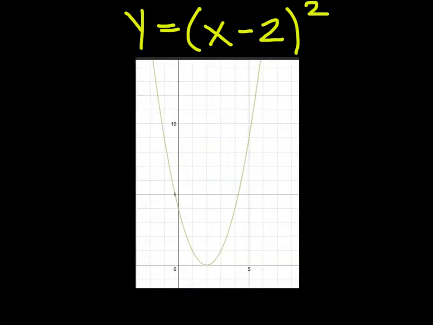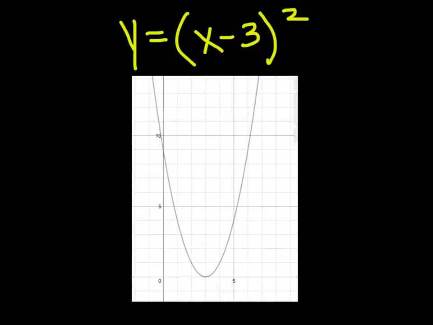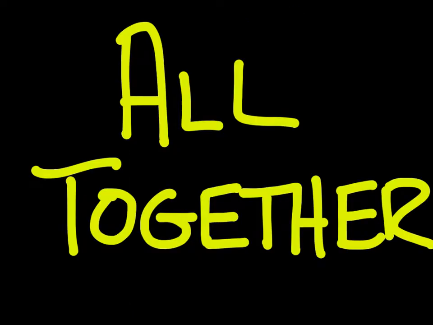So on this graph, what point is this at? 2, 0. So here's where the 2 came from, and that's where the 0 came from. That's the vertex. What about this one? What point is that? 3, 0. So here's where the 3 came from, and here's where the 0 came from. So I'm going to put all those graphs together on the next slide.